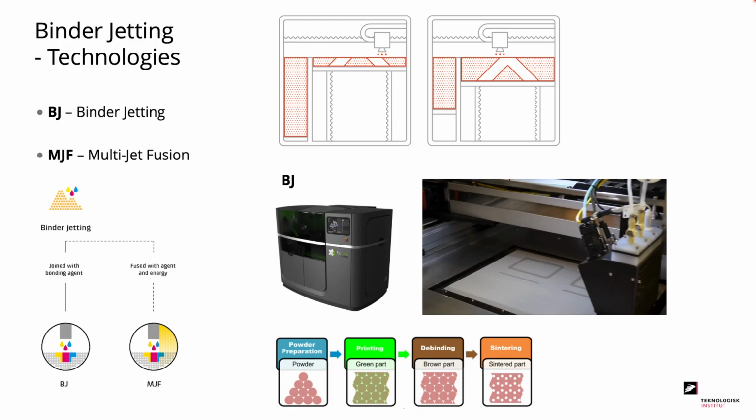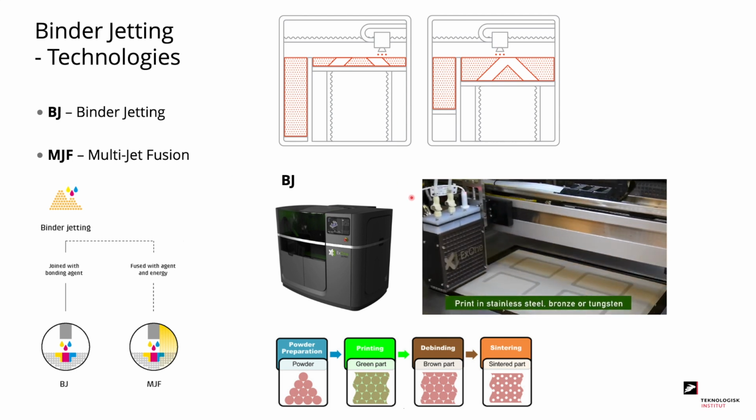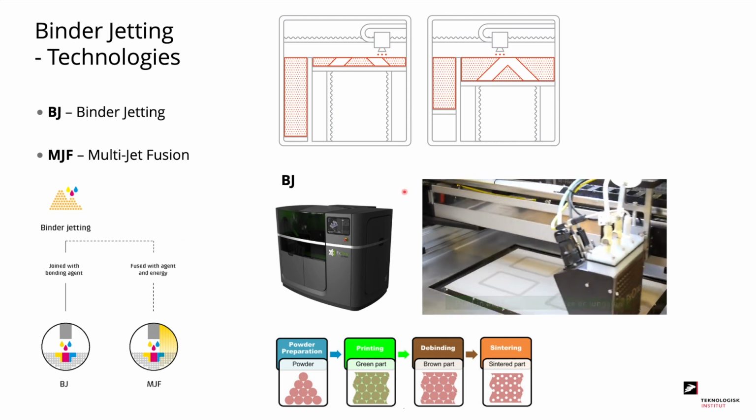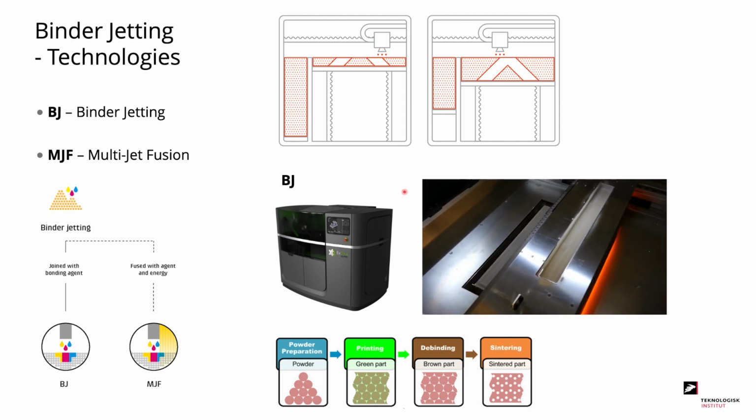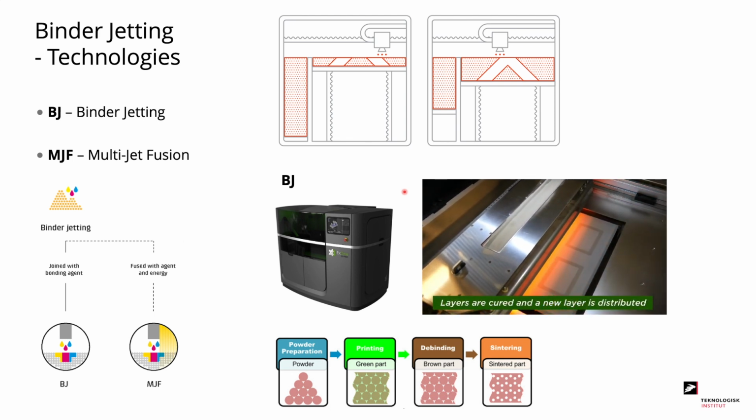If you have a look at the binder jetting technology, we can see that it is subdivided into two technologies. One being BJ, or binder jetting, and the other being MJF, or multi-jet fusion. If we have a look at the process for the binder jetting technology, we can here see how we are applying a binder to our powder. After having applied the binder, we are heating up the binder to cure it together with the powder particles.